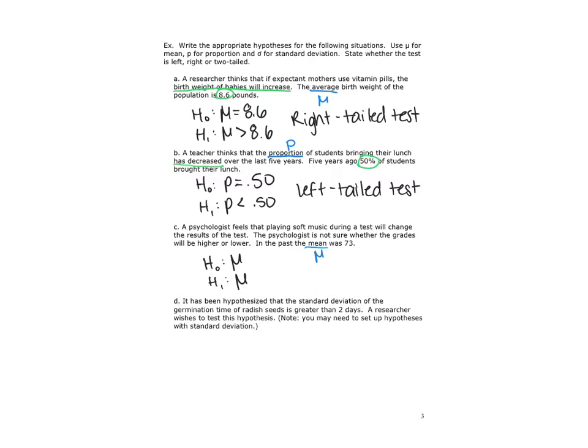Our null value is 73. So mu equals 73 is our null hypothesis. And the claim is that the test grades will change. It also further says that the psychologist is not sure whether the grades will be higher or lower. So in this case, we're just going to say that we think that the mean is not 73. Because we're including values on either side of the parameter, both values less than 73 or greater than 73, this is a two-tailed test.